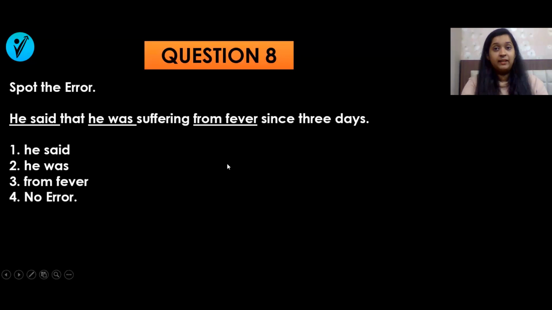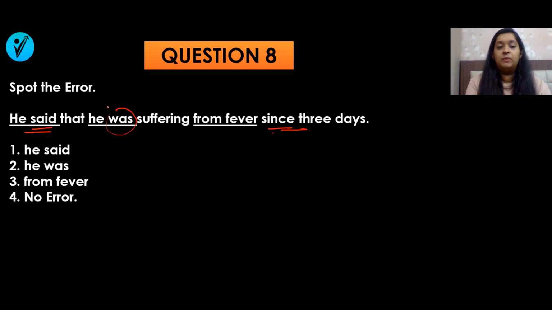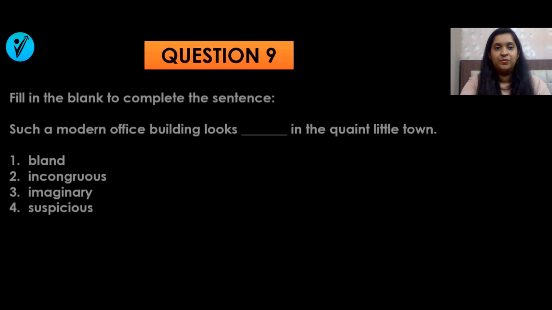Question number 8. Again, spot the error. A favorite of the test. He said that he was suffering from fever since 3 days. Now, it was from fever since, and he said, so both of these are in past tense. He was, so it will be he had been. He said that he had been suffering. So it will be past perfect continuous tense, which is why the error is in he was. So we will eliminate the others and choose option 2.